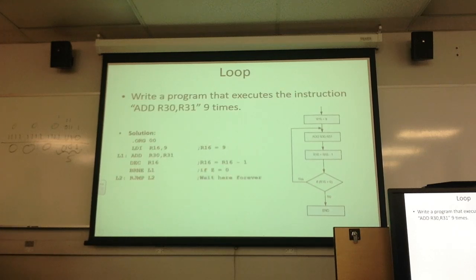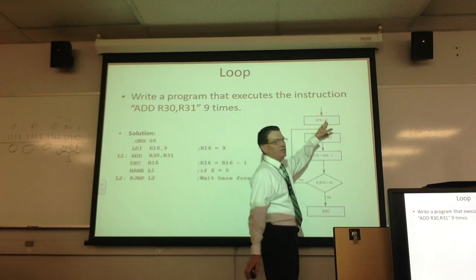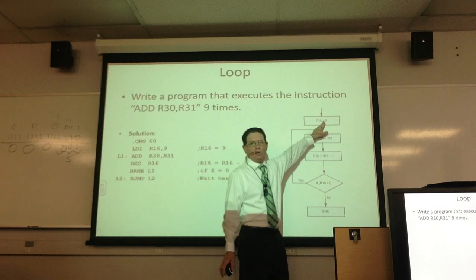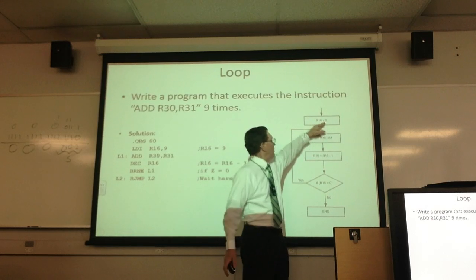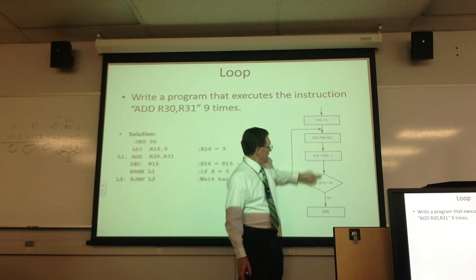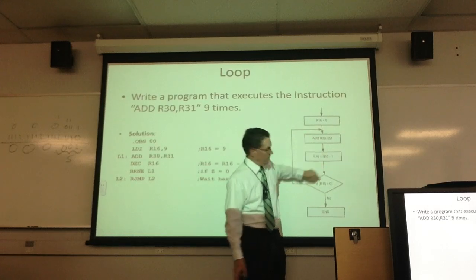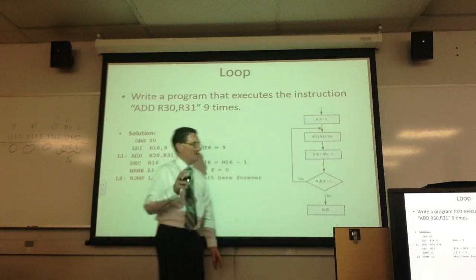Here, if I want to set up a loop, all right, if I'm going to add R30 to R31 9 times, I have to set up again. I'm going to set up any one of my general purpose registers, 16 through 31, to be a counter. Add the numbers together. I can decrement it, and then I'm going to test. Is R16 greater than 0? Yes. I keep going back and I keep doing this. If no, I just fall out.